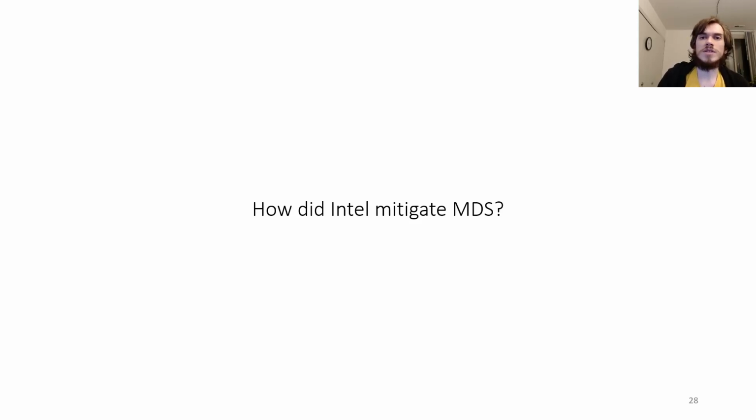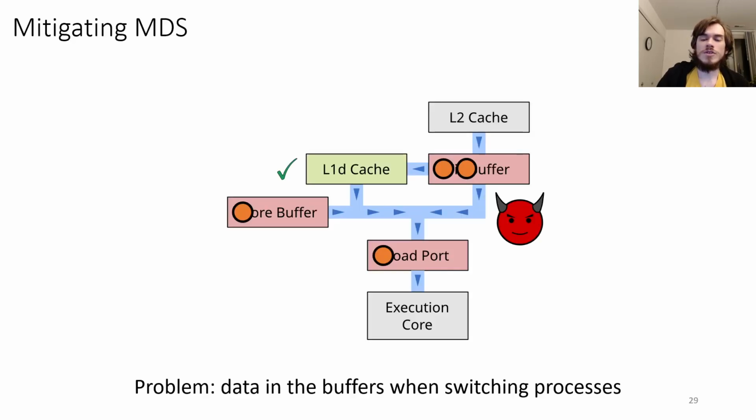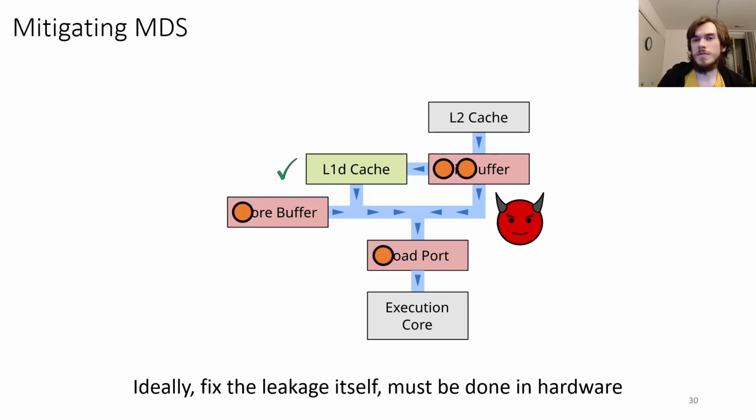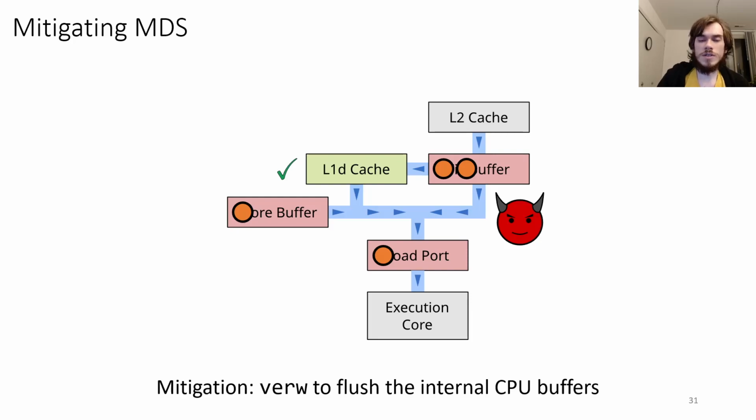So how did Intel mitigate MDS? The problem is really that if you switch processes, some data may be lingering around in these buffers. Ideally you would fix the leakage itself so you can no longer perform an MDS attack, but your customers already have vulnerable hardware, so how would you patch those CPUs? Intel released a microcode update that basically patches the VERW instruction to flush these internal CPU buffers. And now when we switch between processes, the operating system will issue that instruction to clear those buffers such that the data is no longer available to the attacker.